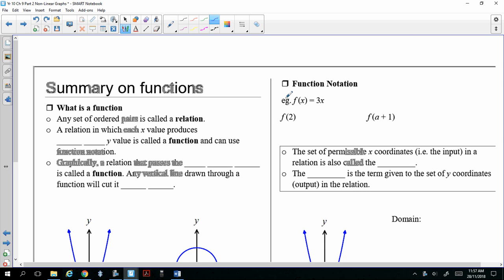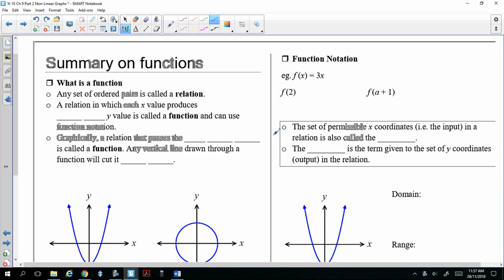Revision of functions. So what is a function? Any set of ordered pairs is called a relation. A relation in which each x value produces one y value is called a function and can use the function notation.